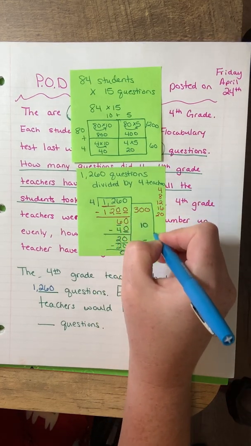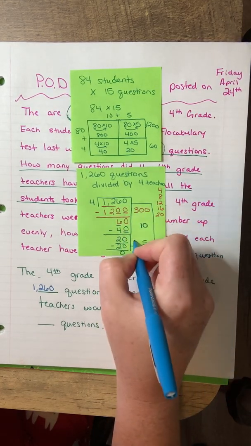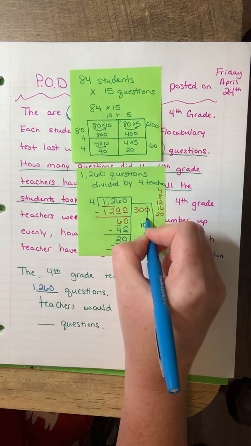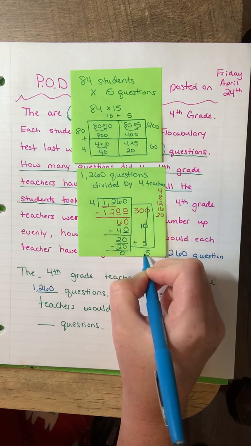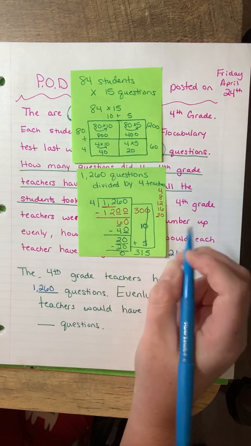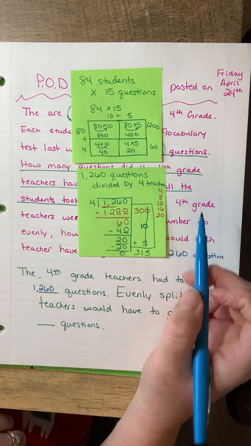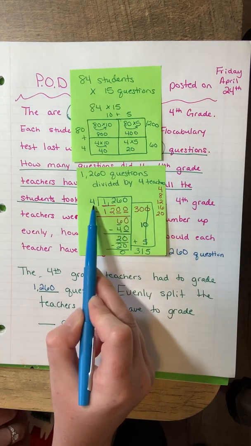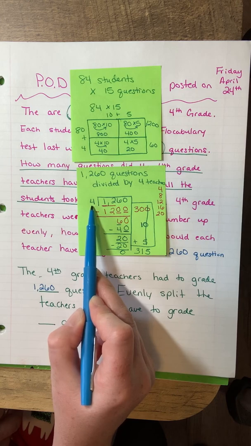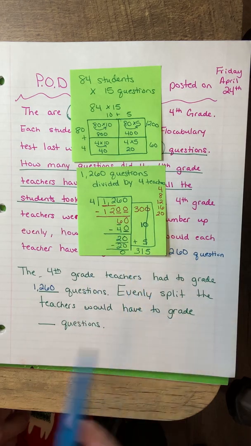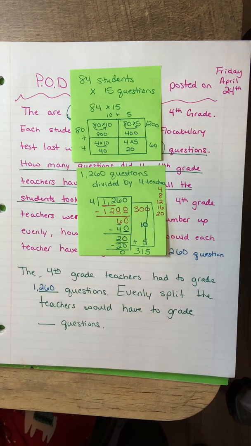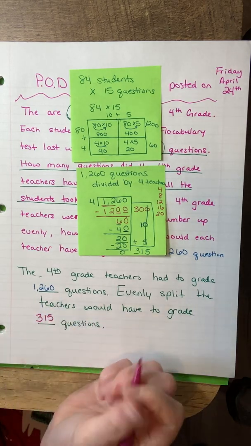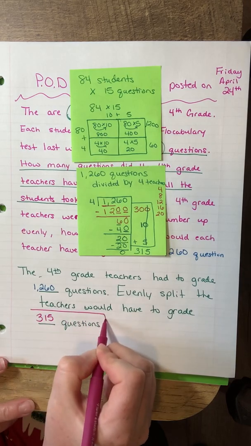This is our quotient. This is our answer. You add it all up. 300 plus 10 plus 5. 5, 1, 3. So that means if the teachers take all the questions, which is 1,260, and they divide those questions up between 4 teachers, then each teacher is going to have to grade 315 questions, which is your final answer.